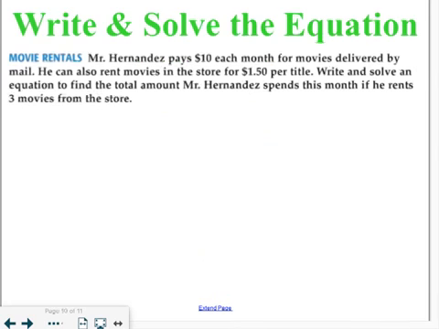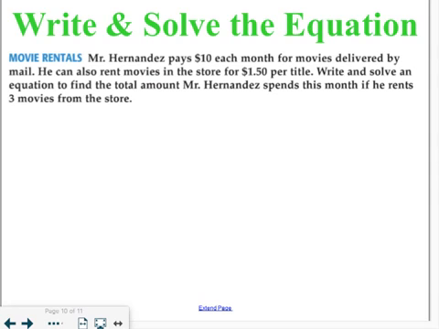Last thing we're going to talk about is everyone's favorite part of the lesson, which is a word problem. Mr. Hernandez pays $10 each month for movies to be delivered by mail. He can also rent movies in the store for $1.50 per title. Write and solve an equation to find the total amount he spends this month if he rents 3 movies from the store.